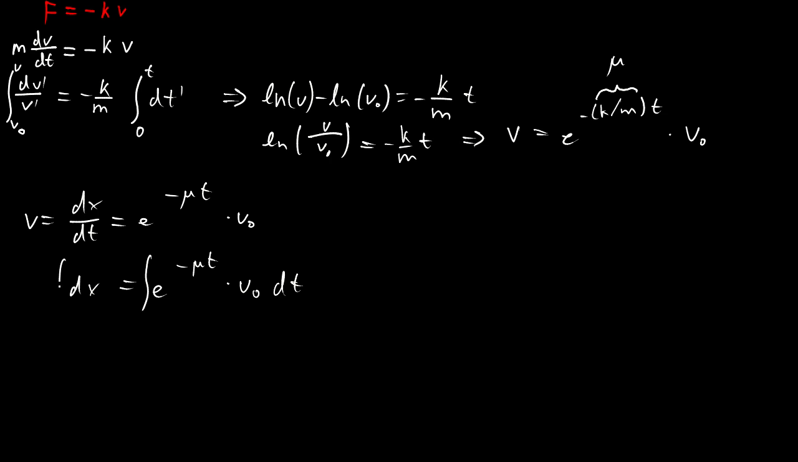Integral from 0 to s, let's say. So s is going to be the distance that it has traveled, and on this side we're going to integrate from 0 to t, and let's call those things just t prime, as we did above. That's just to be mathematically more correct, or less gross.